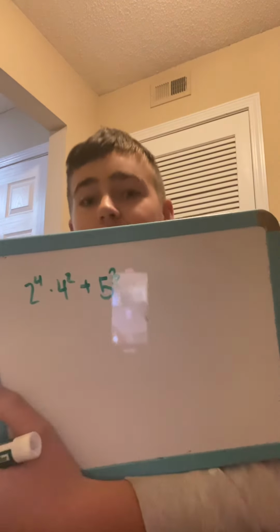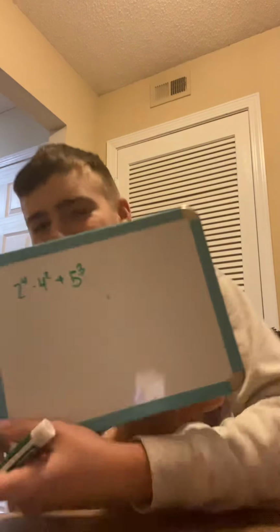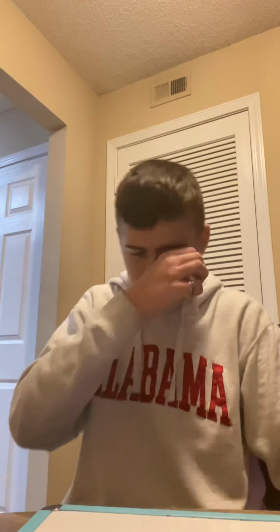Okay, I'm gonna do this big problem right here. Well, 2 to the 4th is 2 times 2 times 2 times 2. 2 times 2 is 4. So then we have 4 times 4, and we get 16. So then we have 16. Let me write that closer together. Then we have 16 times 4 squared plus 5 cubed, or 5 to the 3rd.